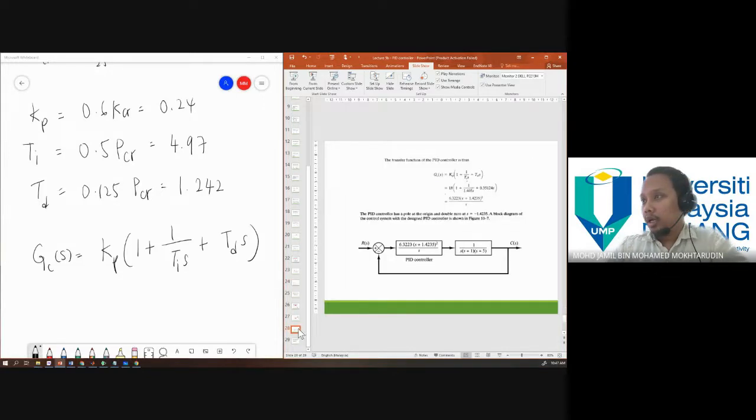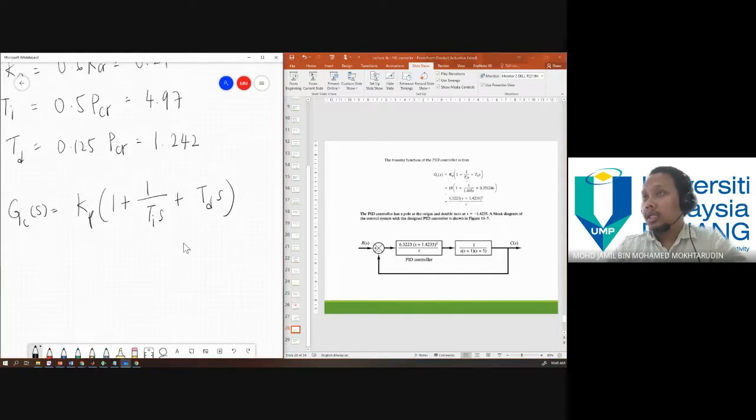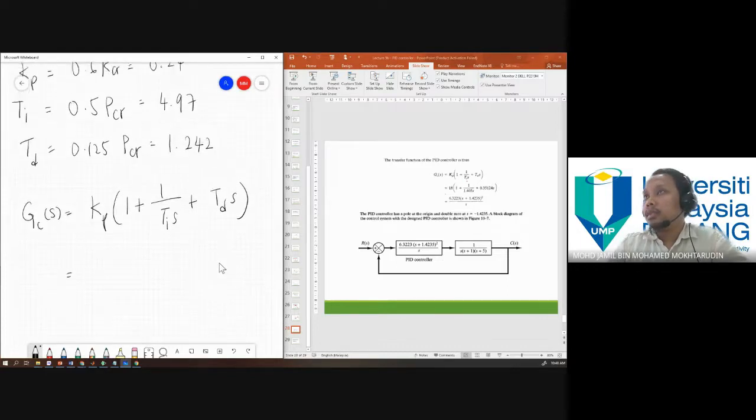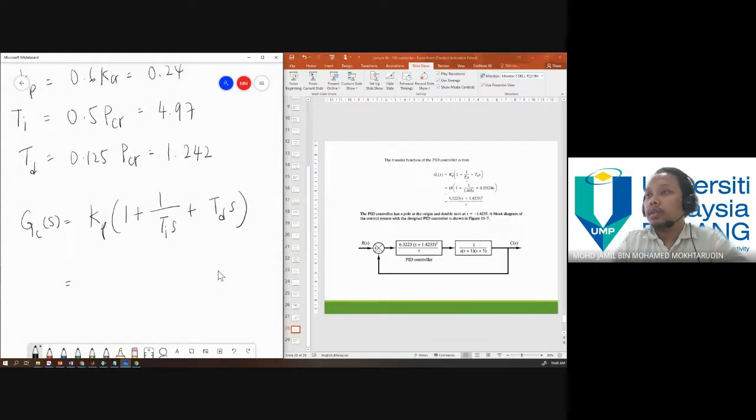Okay, so substitute into this Gc, the transfer function of the controller. So just try to simplify. Okay.